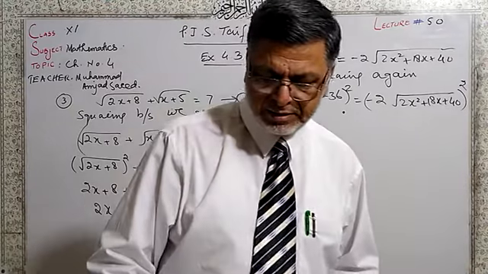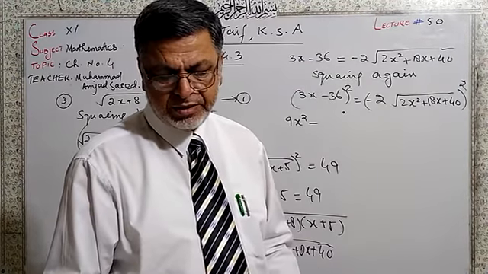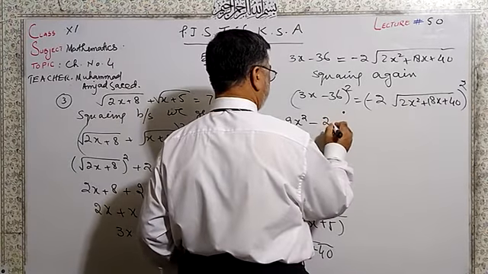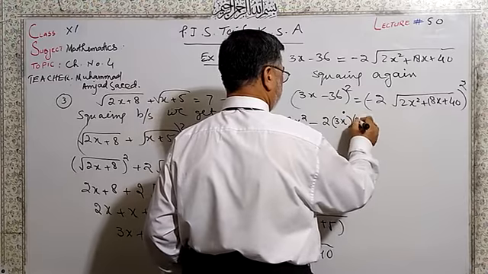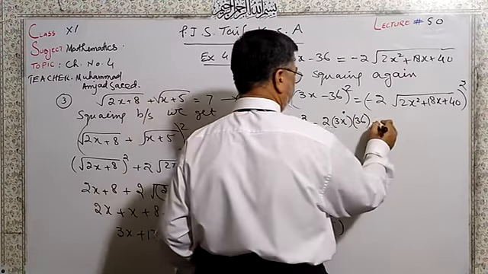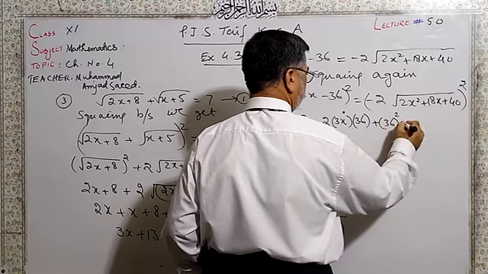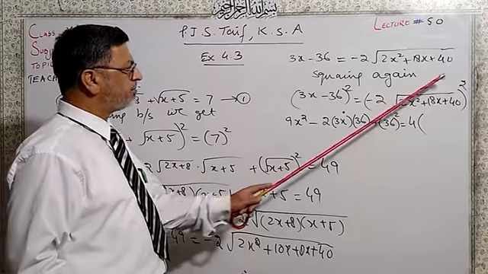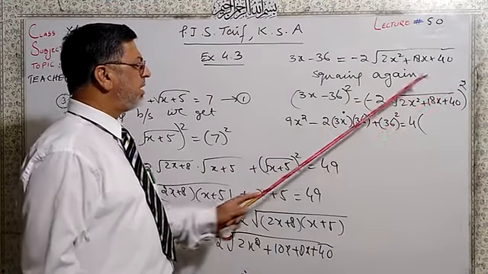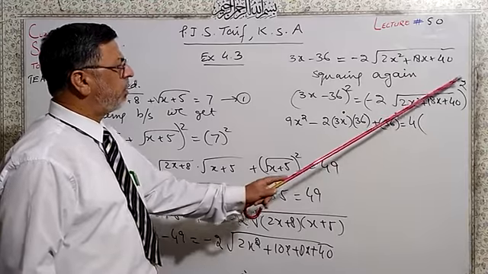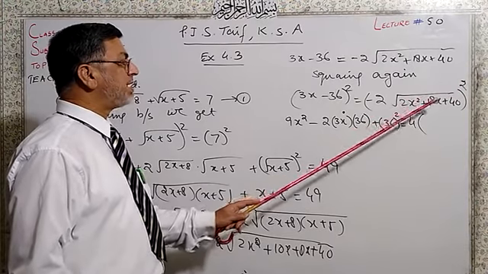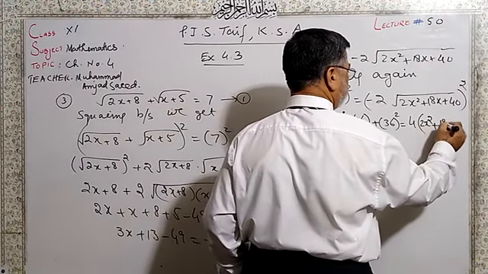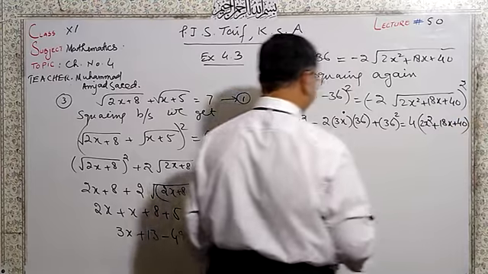Find this, it will be 216x, minus 2 into first into second. Remember that. And after that 36 square. Minus 2 square is 4, so distribute the square on both terms. And when you take the square of this radical sign, it will be cancelled out and we are left with 2x square plus 18x plus 40.